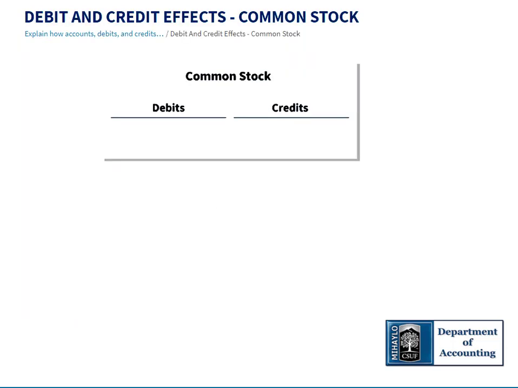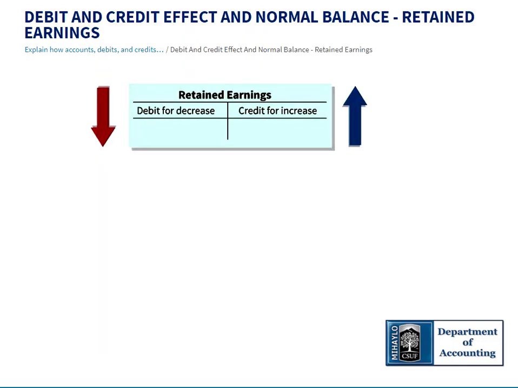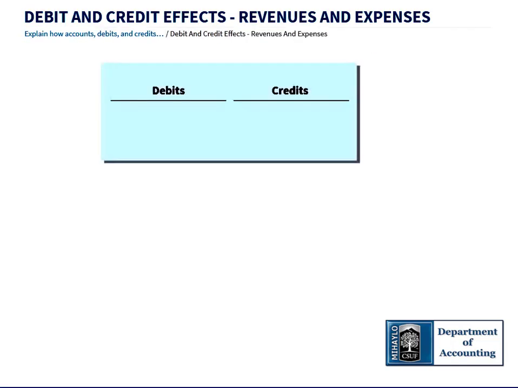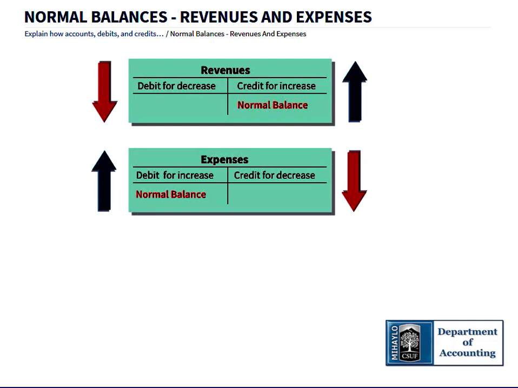The effects that debits and credits have on common stock are shown here. Common stock is increased by credits and decreased by debits with a normal credit balance. Retained earnings is increased by credits and decreased by debits with a normal credit balance. The effects that debits and credits have on revenues and expenses are shown here. Revenues normally show credit balances, while expenses show debit balances.